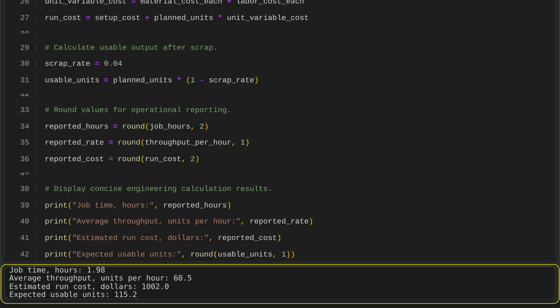This script summarizes key production metrics for an industrial engineering job. It calculates total job time, average throughput, total run cost, and the expected number of usable units after scrap. The results are rounded and printed to provide a concise report of production time, output rate, cost, and usable quantity.